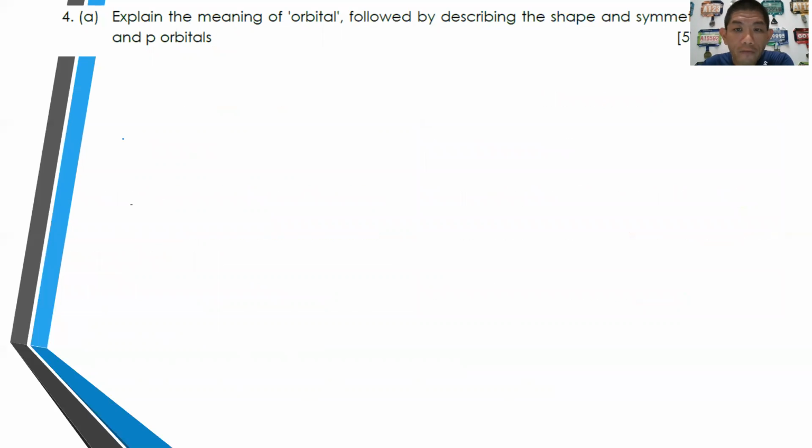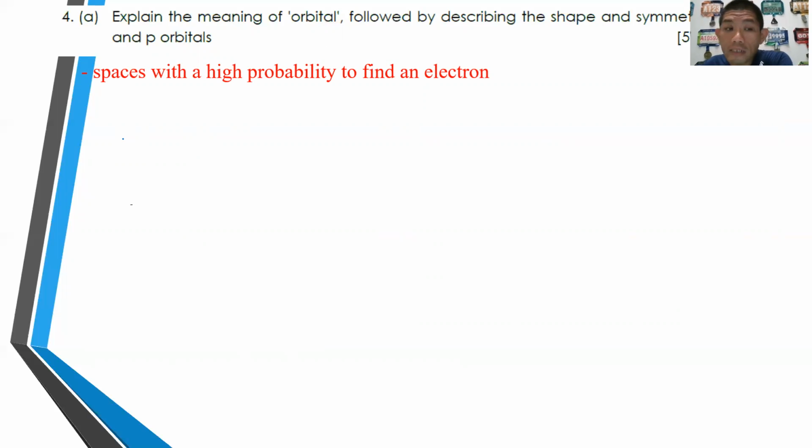Explain the meaning of orbital, followed by the description of the shape and symmetry for s and p orbitals, 5 marks. So what is actually an orbital? Orbitals are spaces with a high probability to find an electron. So this is how you define what an orbital is. Orbitals are spaces with a high probability to find an electron. So that is the first mark in here.